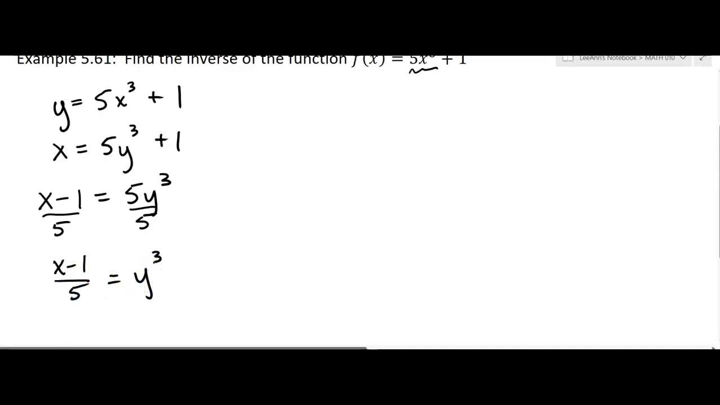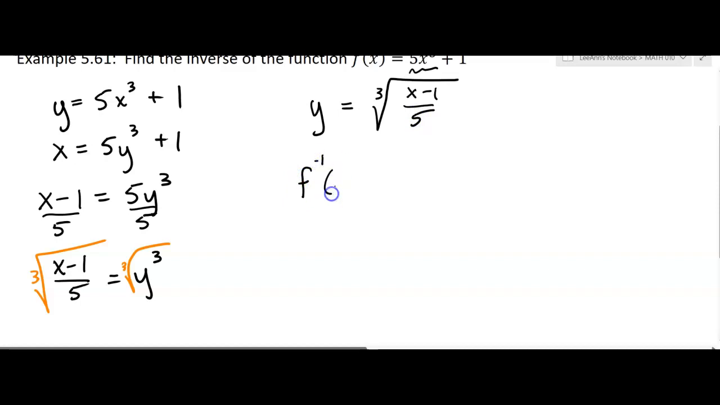But you can take the cubed root of both sides. So make sure you put that index in there. It's a cubed root, not a square root. Make it look like a 3. Okay, and then we're going to have y equals the cubed root of x minus 1 over 5. But then we're going to put in the inverse notation. So f inverse of x equals the cubed root of x minus 1 over 5.